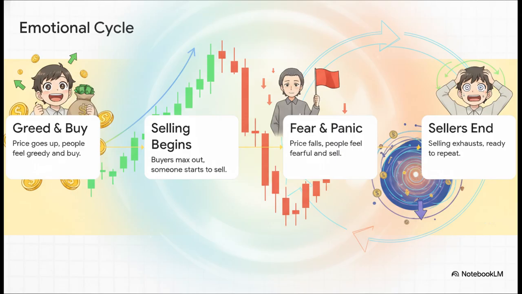Step 1, price goes up, people get greedy, and they buy heavily. Step 2, buyers max out. They literally can't buy anymore, so someone takes profit and starts selling. Step 3, the price falls, triggering intense fear, so people panic sell. And finally, Step 4, sellers exhaust themselves and the cycle readies to repeat. What candlestick patterns fundamentally do is give you a sense of exactly where the market is inside this emotional cycle.